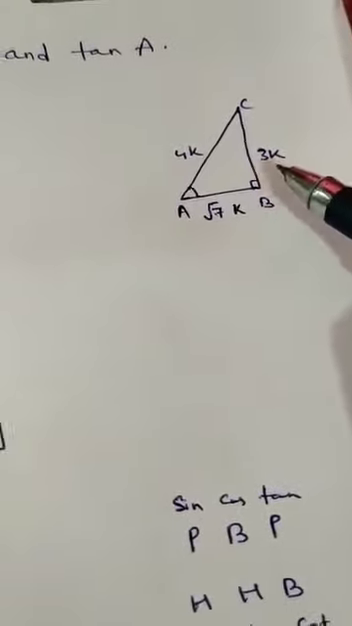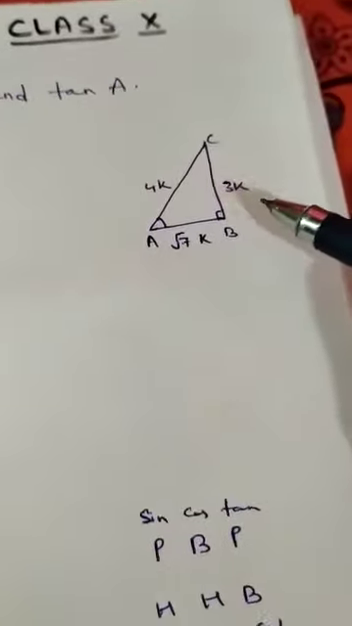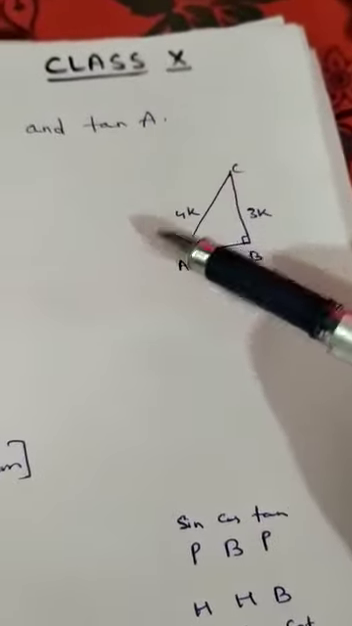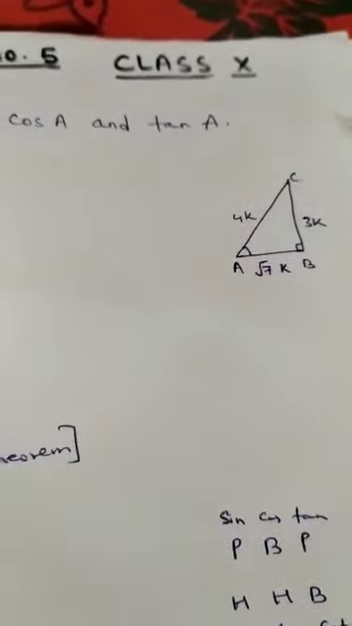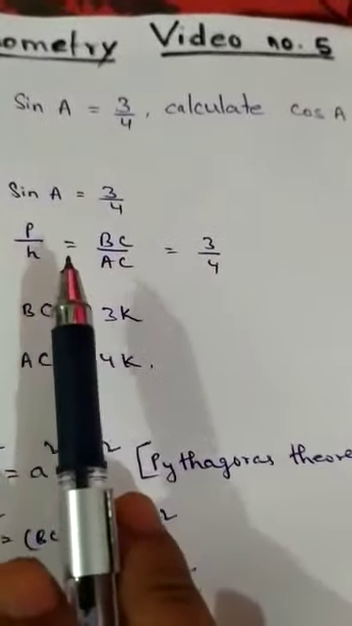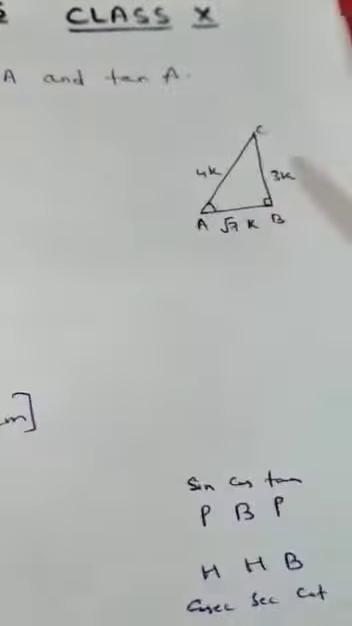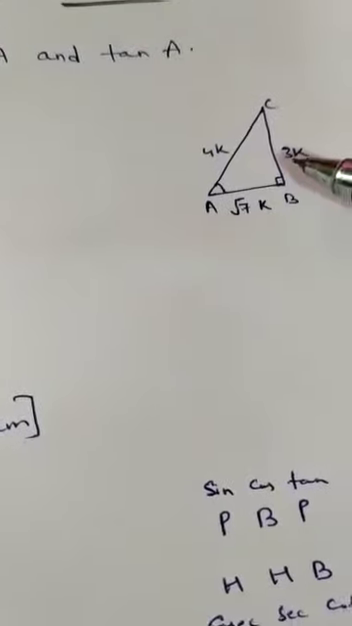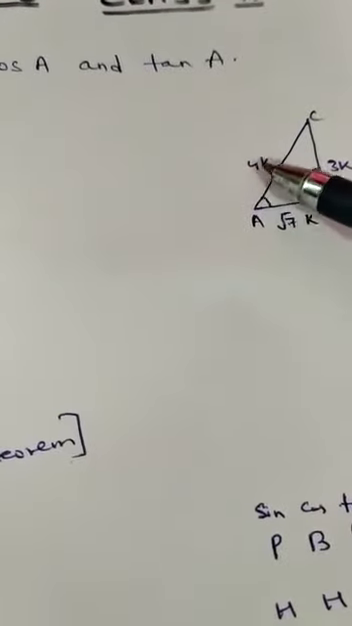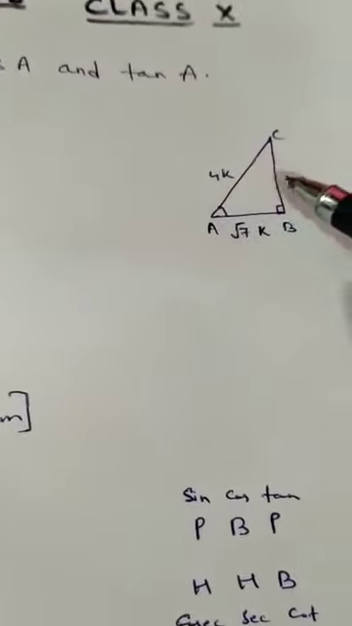So you cannot just take 3 in perpendicular and 4 in hypotenuse. You have to take 3k or 3x, 4k, 4x, as such. So perpendicular by hypotenuse is 3 by 4. So perpendicular, let us assume 3k, and hypotenuse, let us assume 4k. We got two sides by now.